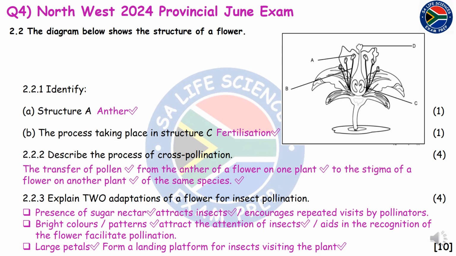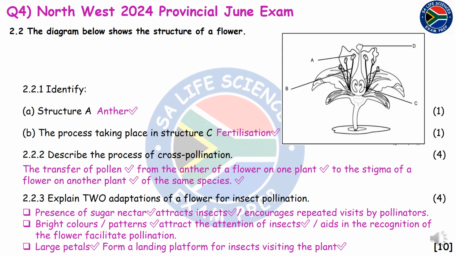So when you answer this kind of question, first you have to state the adaptation, which is usually a structural thing, and then you state how that adaptation allows for insect pollination. Not bird pollination, not wind pollination, but insect pollination. So you have to be very systematic in answering this question.